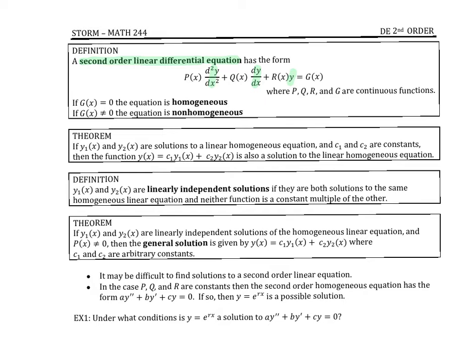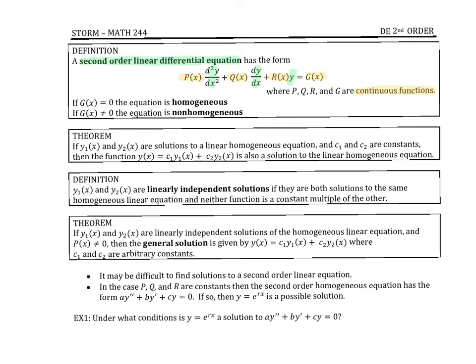Now, since this is a differential equation, the coefficients on the derivative in our function y, they can be functions of x. But remember, they cannot be functions of y or its derivative, or else it's no longer linear. So the p of x, q of x, r of x, and even this g of x, these are just continuous functions with respect to the variable x.